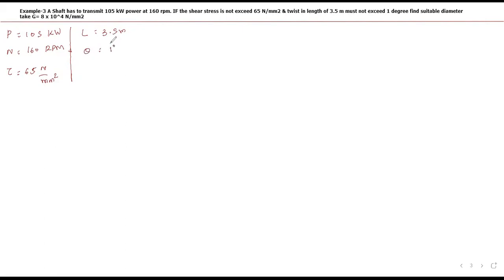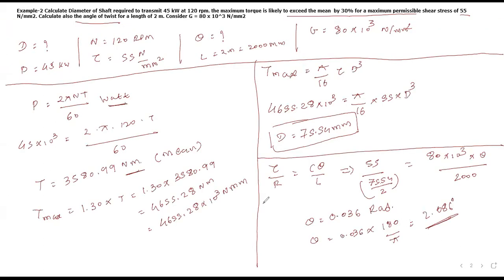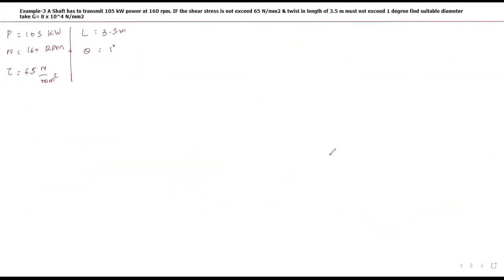Yes or no? Now see the previous example. Whatever value of angle theta is calculated from this equation is in radian. Yes or no? Whatever value is calculated from the equation of torsion is in radian. So if in the data the angle of twist is given in degree, you need to first convert that value into radian to use in the equation. So we need to convert this value into radian. That is 1 multiplied by pi divided by 180. So you will get 0.017 radian.